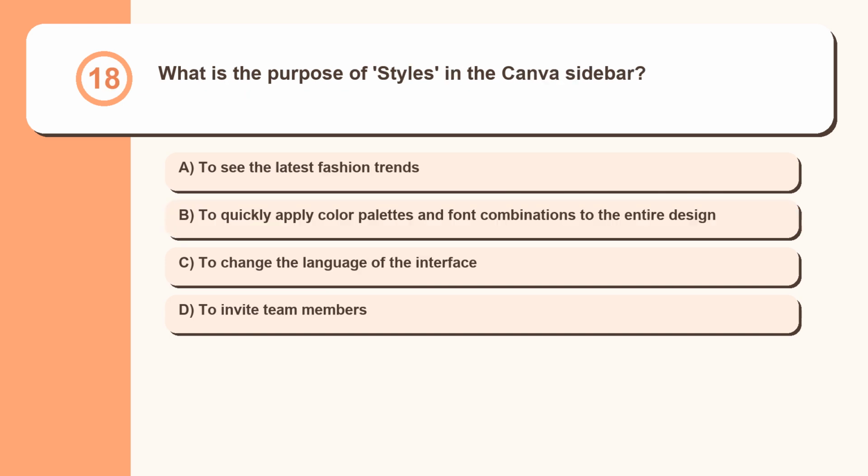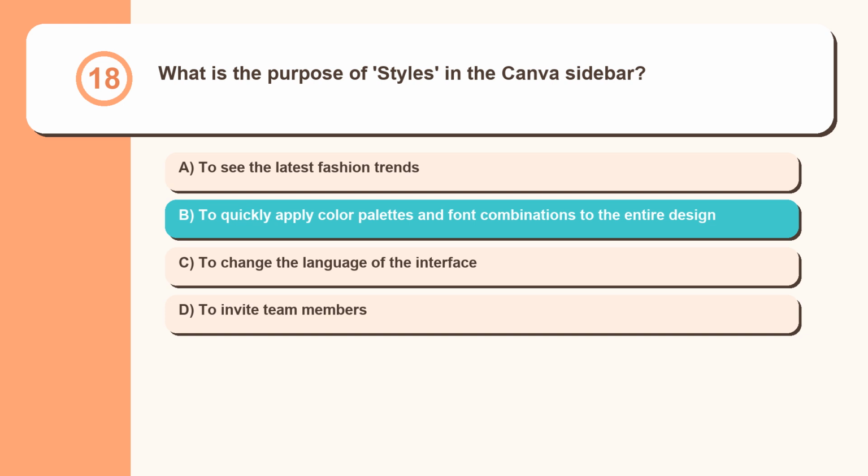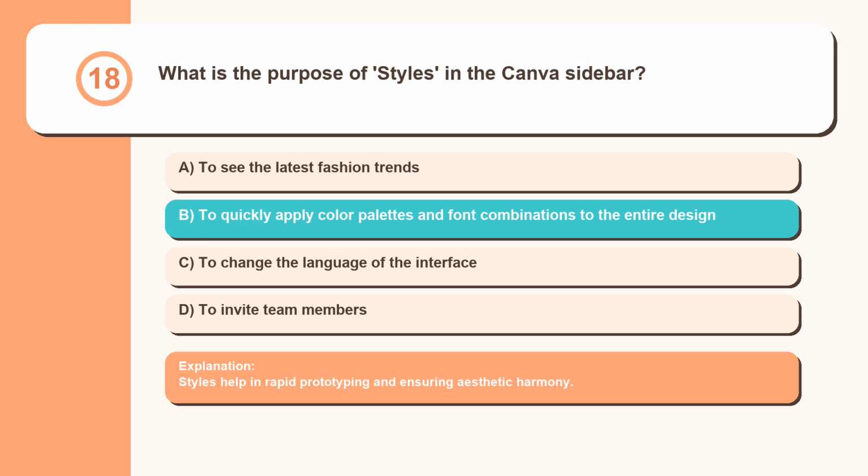Question 18. What is the purpose of styles in the Canva sidebar? To see the latest fashion trends, to quickly apply color palettes and font combinations to the entire design, to change the language of the interface, to invite team members. Styles help in rapid prototyping and ensuring aesthetic harmony.